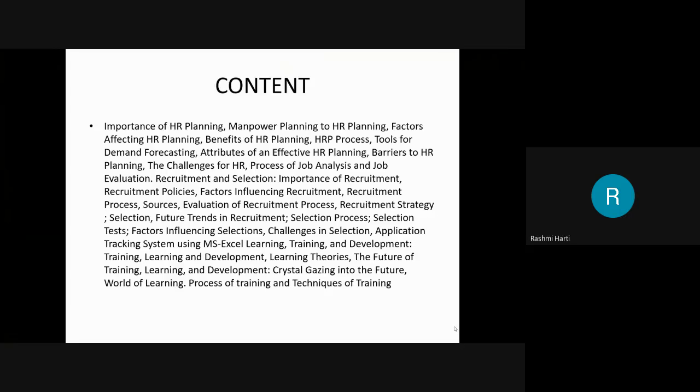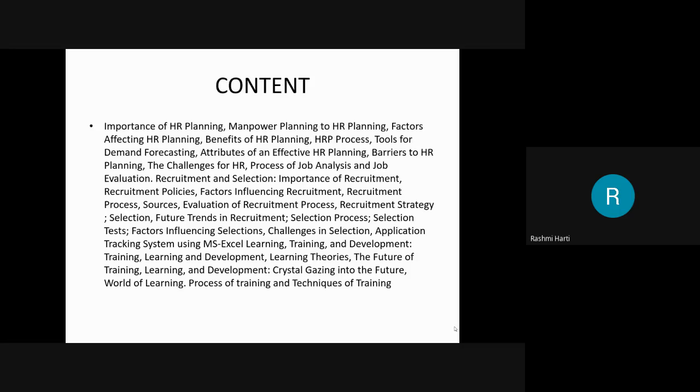It consists of HR planning, importance of HR planning, importance of manpower planning, as well as manpower planning to HR planning, factors which are affecting human resource planning. Then benefits of human resource planning, the process of human resource planning, how it is done in an organization, tools for demand forecasting. Demand forecasting is nothing but demand for labor. Then attributes of effective HR planning, what are the different attributes for successful HR planning, what are the different blockages or barriers to HR planning, and what are the various challenges faced while planning for human resource in the organization.